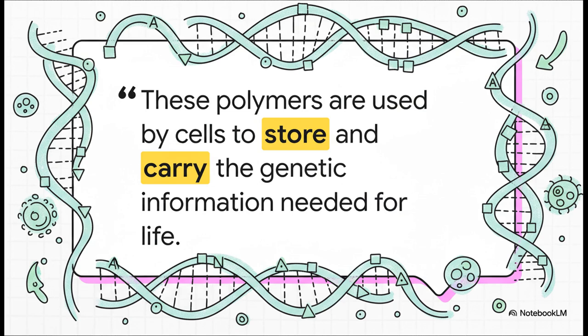So what's the whole point of these long, complicated chains? Well, it's actually pretty simple, but also profound. Cells use these polymers to store and carry all the genetic information needed for life. Everything. How to develop, how to survive, how to reproduce, it's all in there. They are, quite literally, the code of life. And think about how efficient this structure is. It lets you pack an insane amount of information into a microscopic space. It's like a biological hard drive, but way, way smaller.